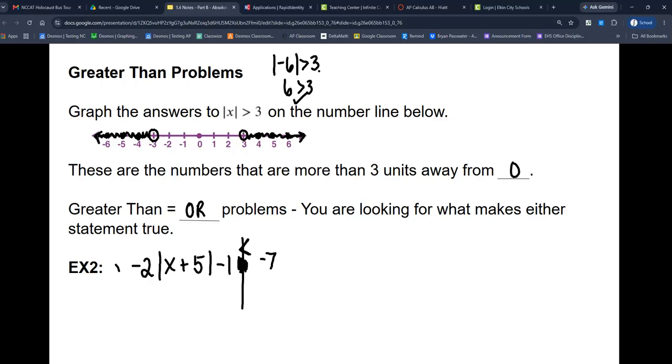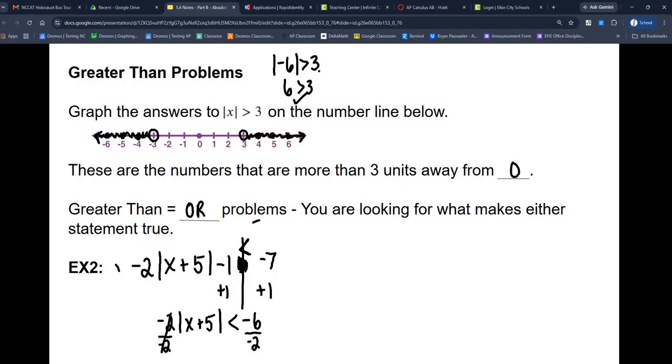So, Ben, what would we do to get these absolute value bars by themselves? Add the 1. Very good. Okay? So that's going to be -2 absolute value of x plus 5 is less than -6. And then I've got to get rid of that -2. What would I do there, Ben? Good. I'm going to divide by -2. Now, if you're really good at solving inequalities, alarms should be going off in your head. What did we just do?